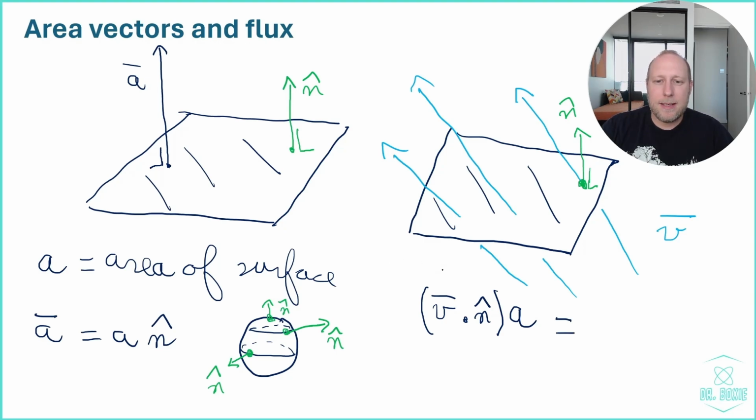And so this is the same as the dot product of V dot A. And this is what is known as the flux, and we will use it both in the definition of the surface integral and later in many, many applications. So let's go to the surface integral.